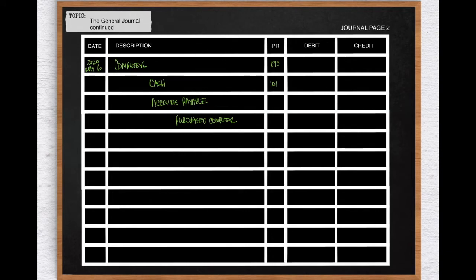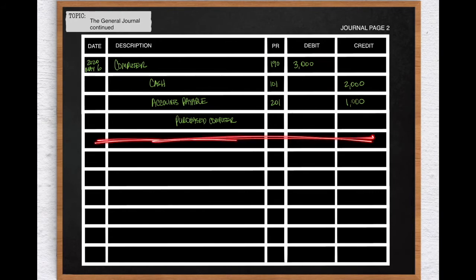So the computer is 190 and accounts payable is 201. The computer was a debit of $3,000, $2,000 credit to cash, and $1,000 credit to accounts payable. Make sure that they both still equal. If you're transferring it from your analysis to the journal, you shouldn't make a mistake.